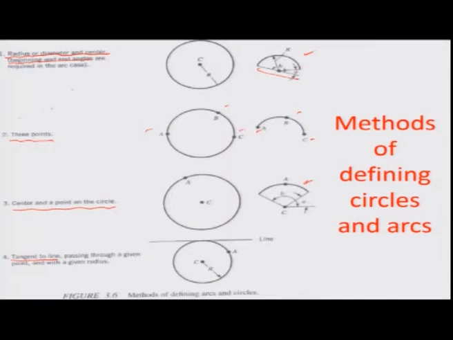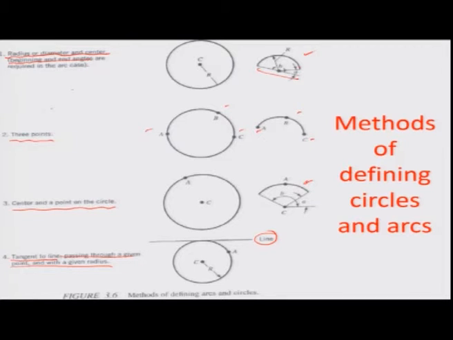A circle can be defined as something which has a tangent, which would be a line that is already defined. So, if there is a defined line, you can have a circle in a manner so that this line is a tangent to that particular circle. So, tangent to the line passing through a given point with a given radius could be a circle. So, these are some of the methods of defining circles and arcs.